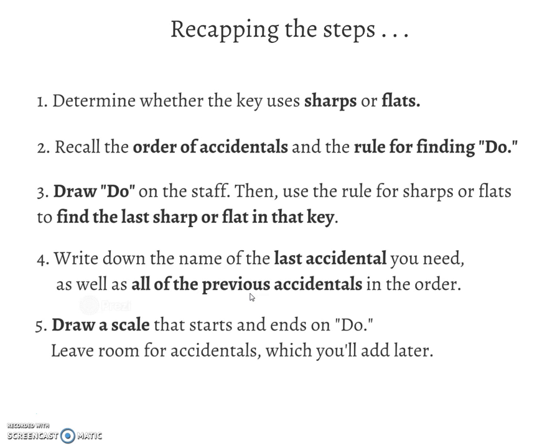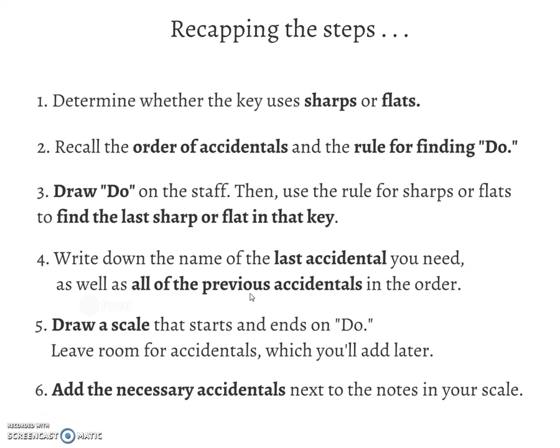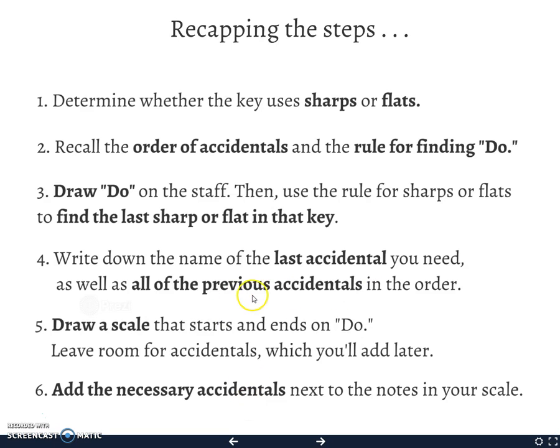Step 5, draw a scale, leaving room for accidentals later. Has to start on do and end on do. And then add those accidentals, which you listed in step 4. You're going to put them next to the notes in the scale, and that is it.